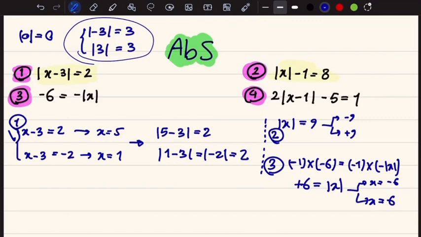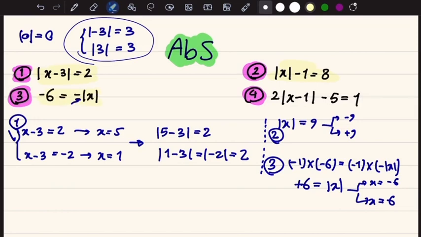Whatever answer you put here, it will return you +6, and that's multiplied by minus, it will be -6. So this is also solved.